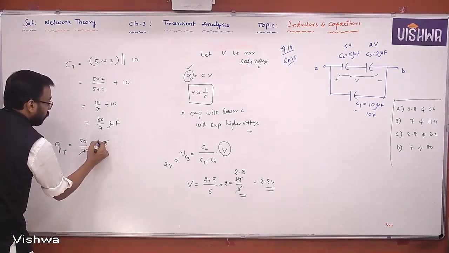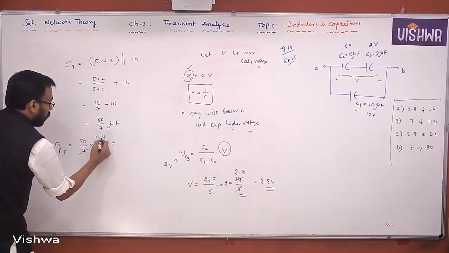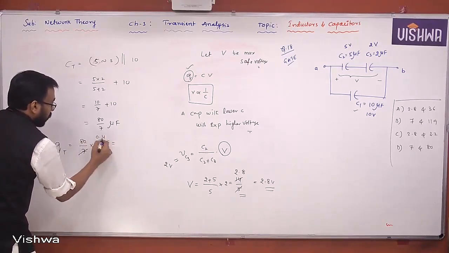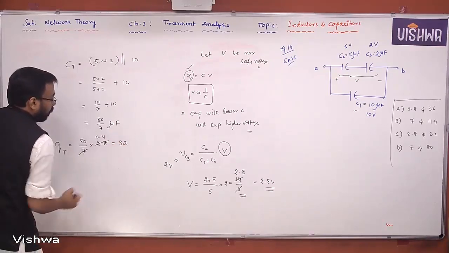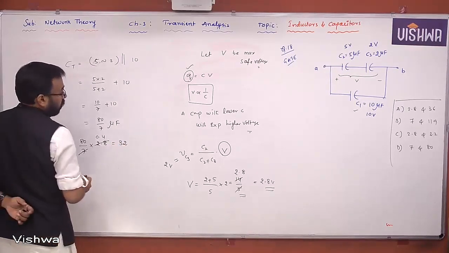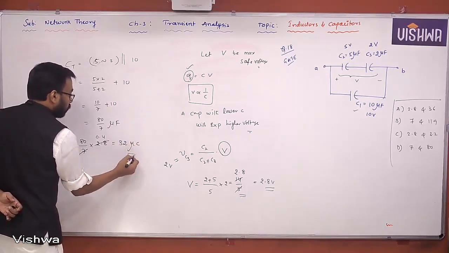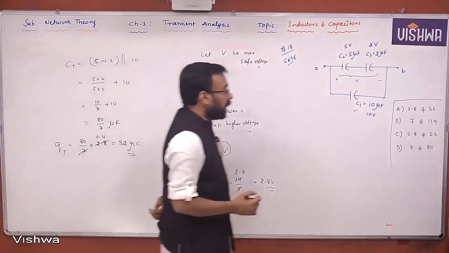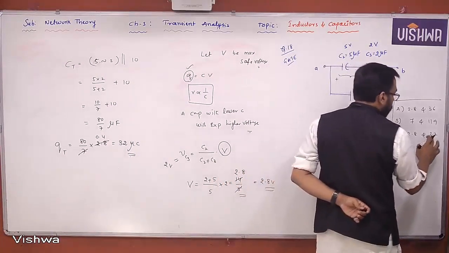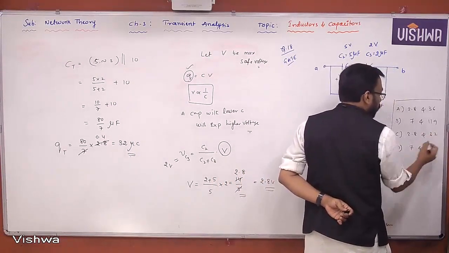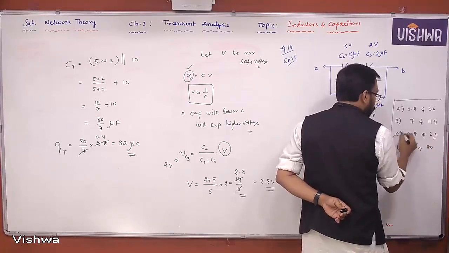So that is 0.4, then 0.4 times 80 gives 32. That is volts times microfarad, therefore microcoulomb. So you got 32 microcoulomb. This is 32, not 3.2. 32 microcoulomb and 2.8 volts is the correct option.